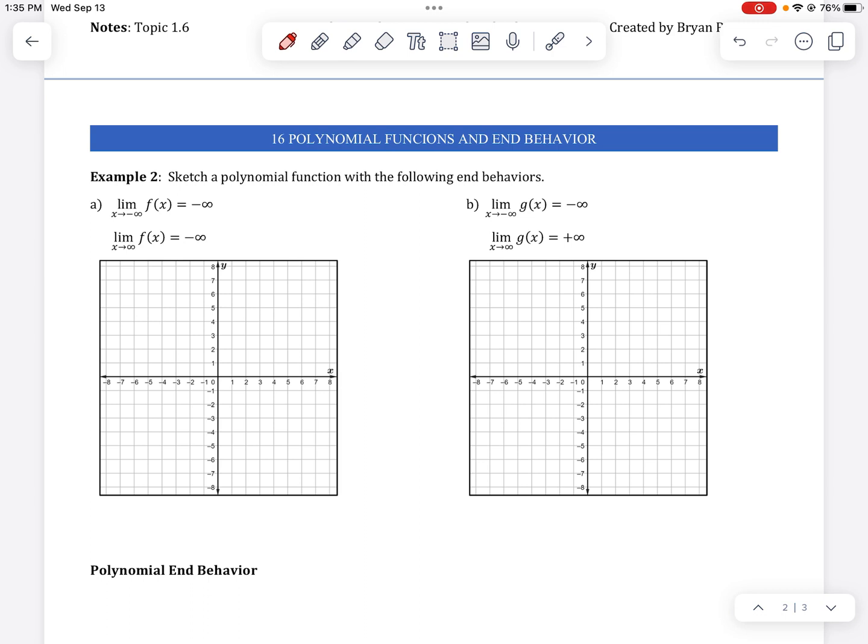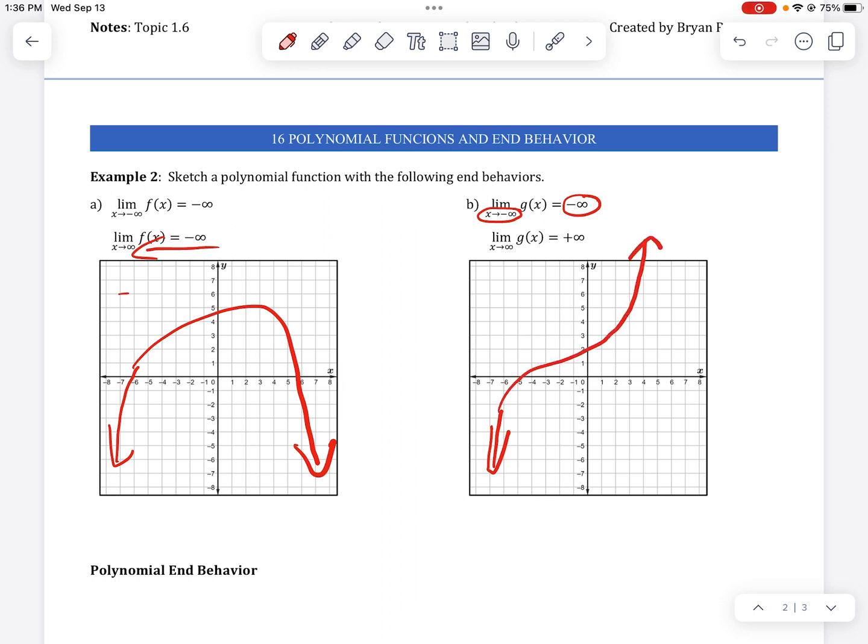As x gets smaller, it goes down, so it's got to look like this. And this one, as x goes to infinity, it also gets smaller, so it could look something like this. Now, how about this one? As x gets smaller, our y value gets smaller, so it's got to end like this. And as x gets bigger, our y value gets bigger.